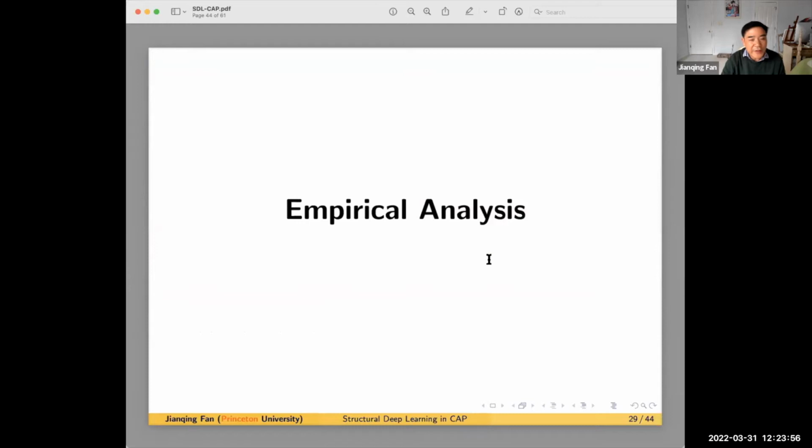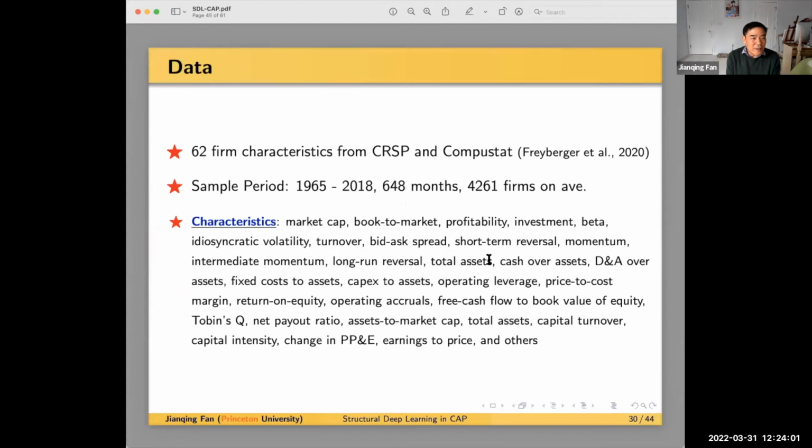So let me quickly, in the last few minutes, talk about empirical results. In this empirical study, we use 60 firm characteristics from CRSP and Compustat. The sampling period is 1965 to 2018, with about 650 months. On average, each month has about 4,200 firms. These are firm characteristics like the usual market cap, asset to market cap, total assets and so on. These are just the usual ones that I do not want to get into.